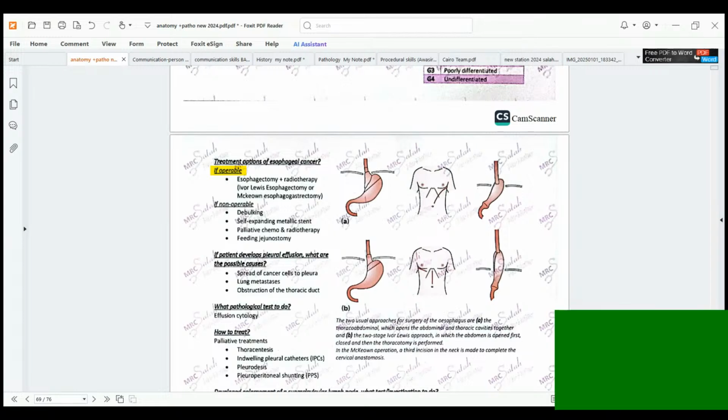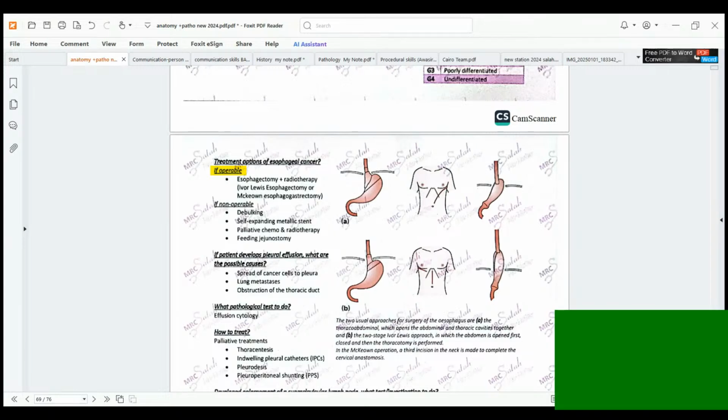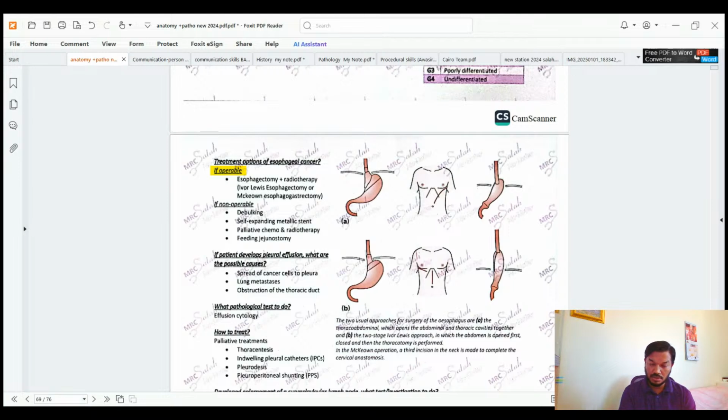If patient develops pleural effusion, what are the possible causes? Spread of the cancer. Okay.